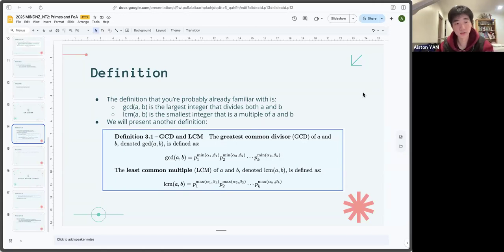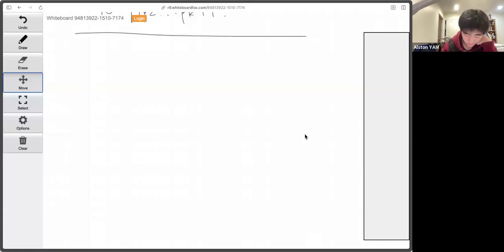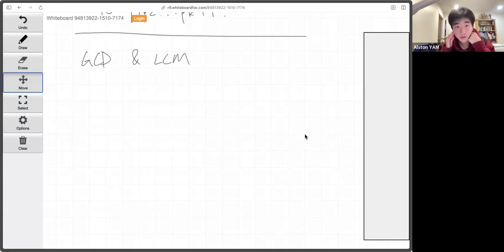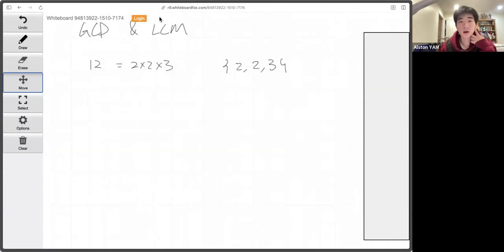How this actually makes sense is that, let's go back to the whiteboard. So we have GCD and LCM. An interesting idea we can use is we can express numbers in terms of sets, right? Let's just consider the number 12. That will be equal to 2 times 2 times 3. I'll write 12 as a set of 2, 2, and 3. Well, specifically, it's a multi-set, but yeah.